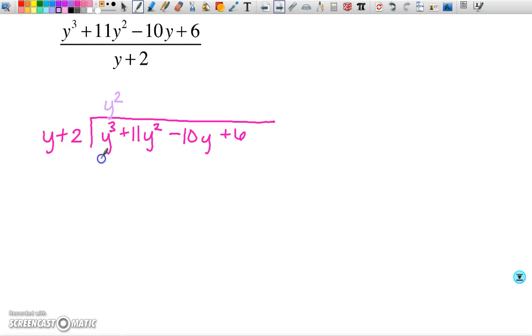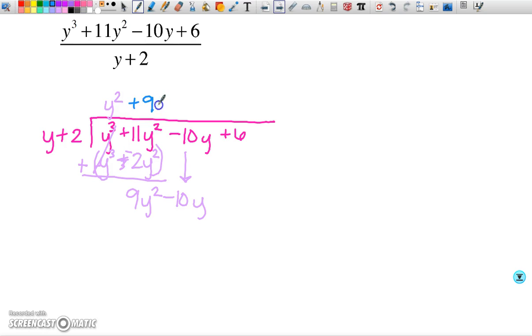So distribute that through, y cubed plus 2y squared. Now remember that you are subtracting, so change all of your signs so that this becomes a 0, and then you get 9y squared here, and drop down your minus 10y. Now go through that cycle again.